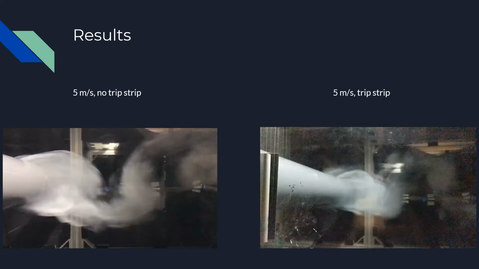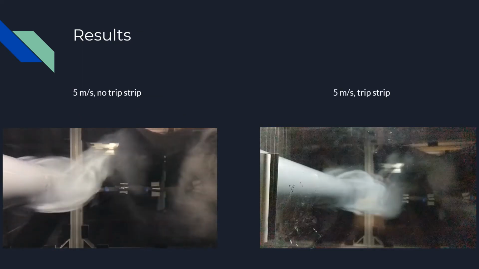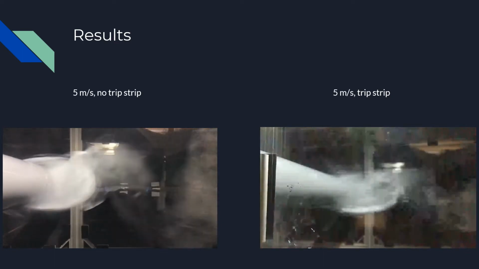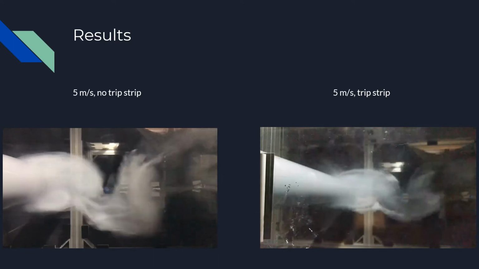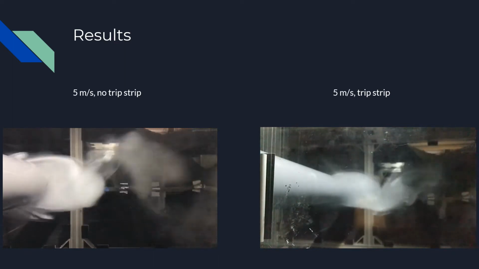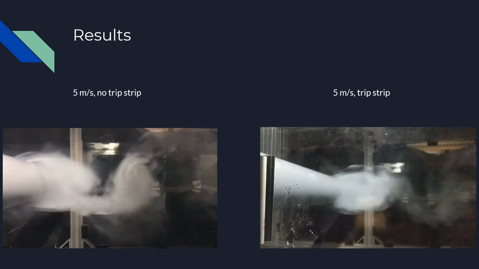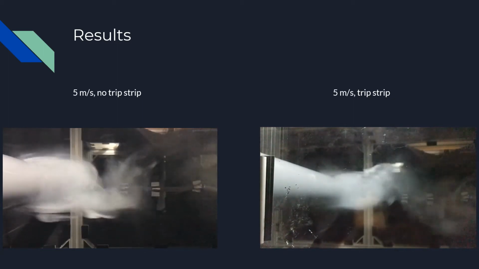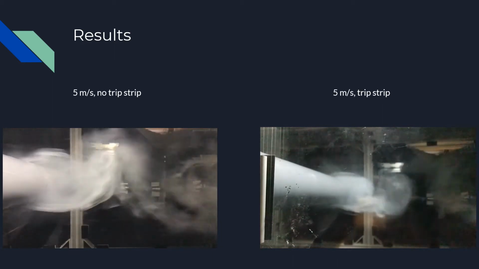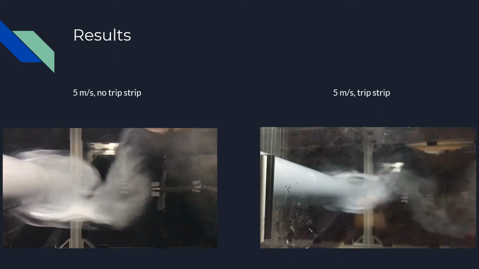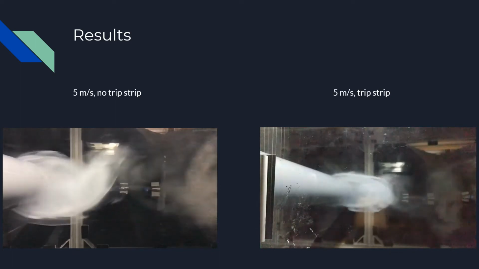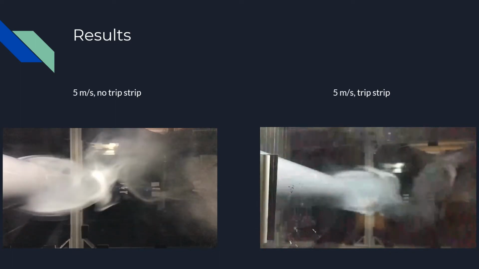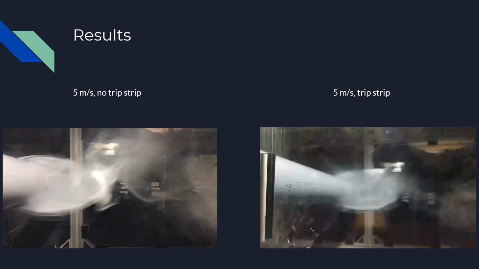Let's take a look at the videos for 5 meters per second with the trip strip and without the trip strip. The expected result of this part of the experiment was that the flow would separate later for the trip strip than without the trip strip. The reason for this is that the trip strip trips the laminar boundary layer and makes it turbulent. The turbulent flow has an easier time overcoming the adverse pressure gradient in the wake of the cylinder. Let's take a look at the data for this.